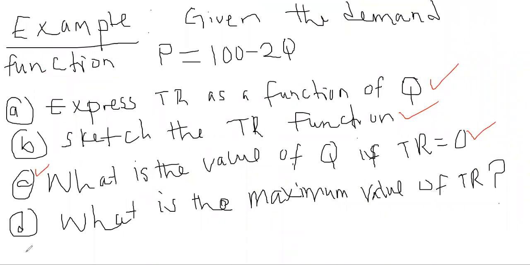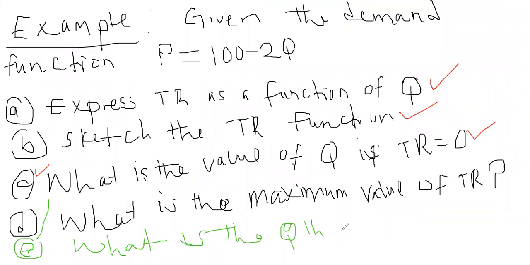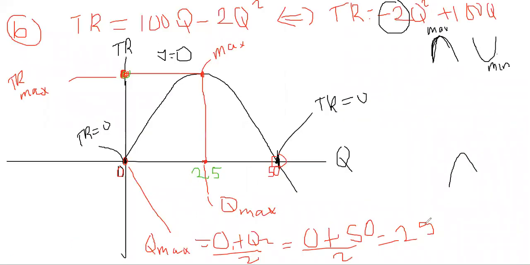So in fact, we can even have another question. We said that even E should come here first, but still you can ask, what is the quantity that maximizes total revenue? So this should even come here, then we have this, but still the same. So now we have 25. So 25 is the quantity that maximizes the total revenue.